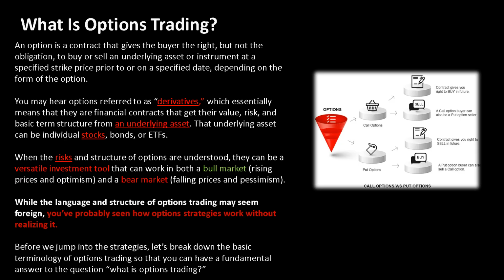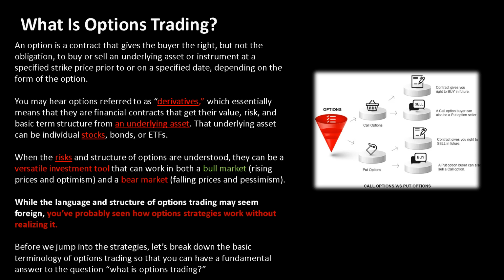So first of all, what is options trading? An option is a contract that gives the buyer the right, but not the obligation, to buy or sell an underlying asset or instrument at a specific strike price prior to or on a specific date, depending on the form of the option. You may hear options referred to as derivatives, which essentially means that they are financial contracts that get their value, risk, and basic term structure from an underlying asset. That underlying asset can be individual stocks, bonds, or ETFs.